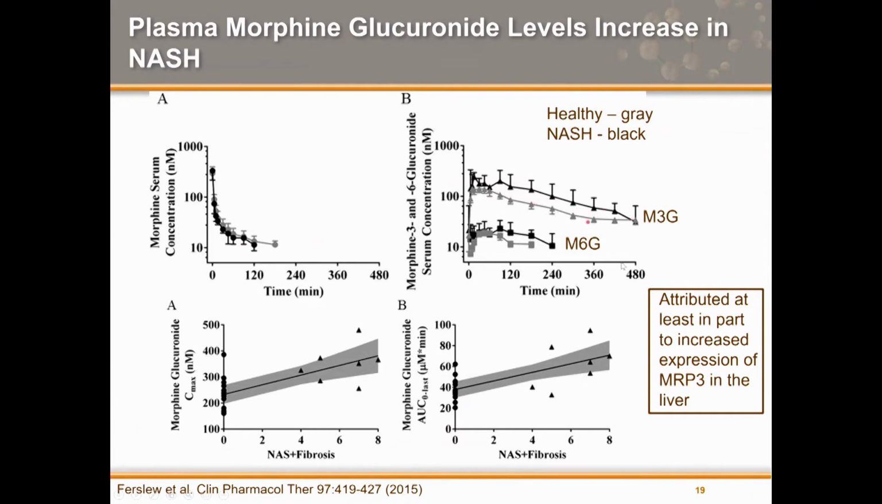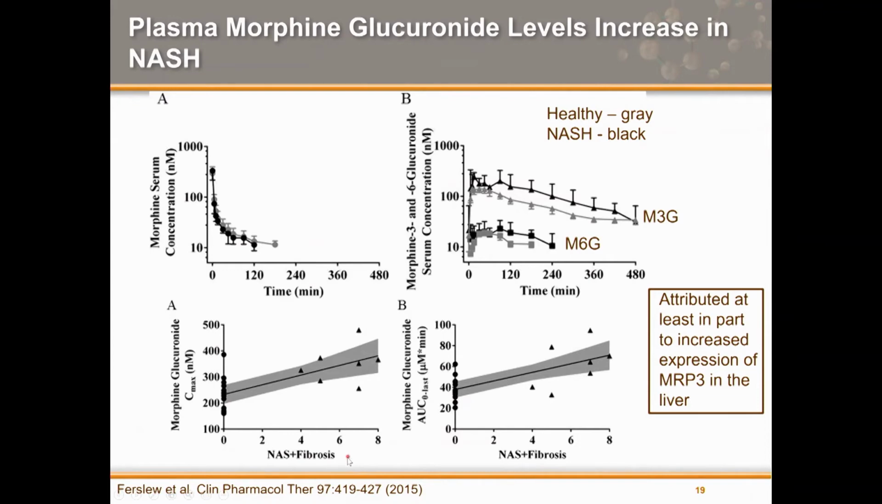And in fact, there's a correlation between the morphine glucuronide, this is a combination of both 3 and 6 glucuronide, in either the Cmax or the AUC. There's a correlation with those levels and the severity of the liver disease, which is this NASH fibrosis score.